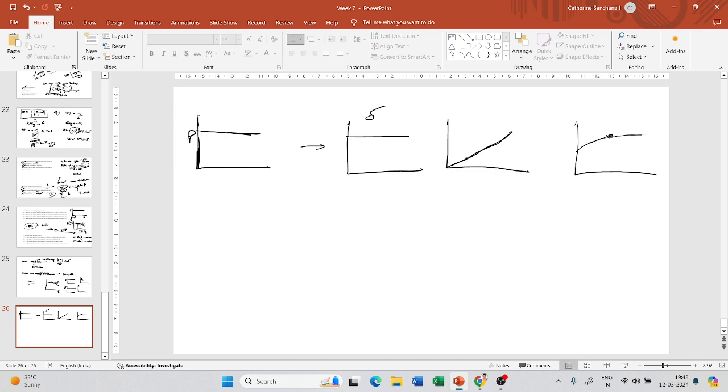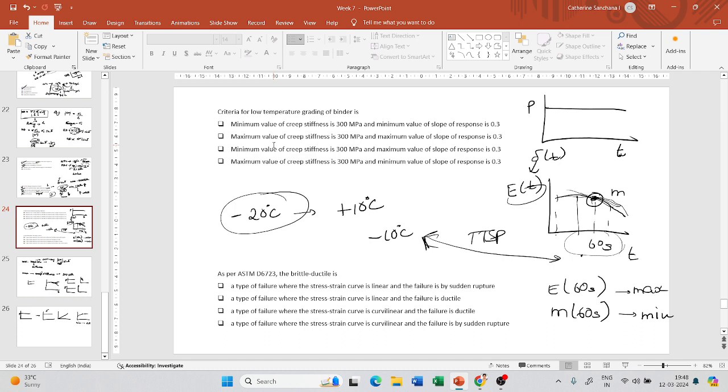Now they are limiting the slope of this equation. It has to have a minimum value, which means the slope can be as high as possible but not below this minimum value of 0.3. So that is what they are limiting in low temperature grading. So the maximum value of creep stiffness is 300 and the minimum value of the slope of the response is 0.3.